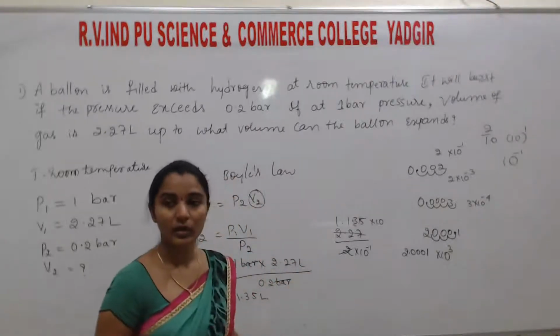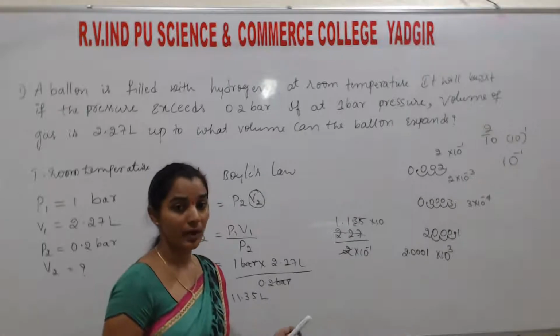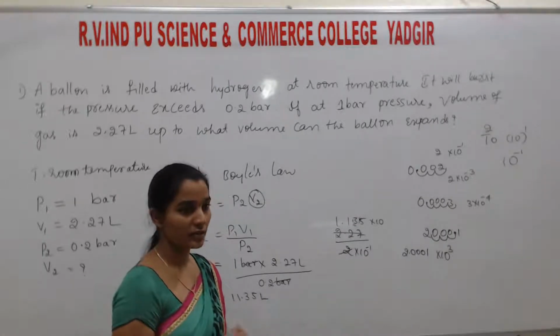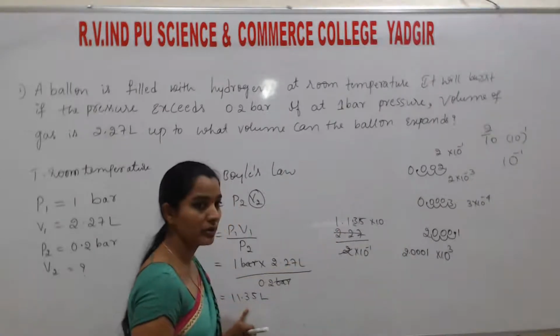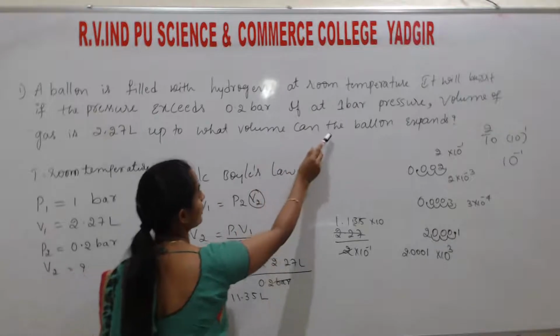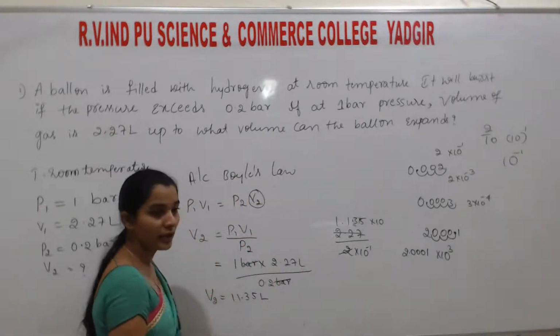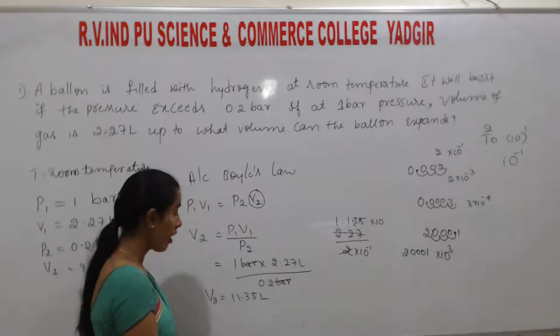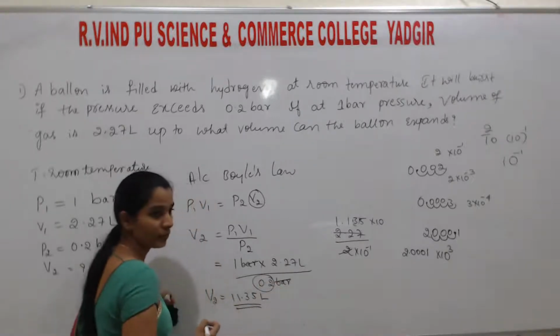If you don't have a calculator also, then you may calculate this. But you have to know the simple mathematics. Addition, subtraction, division, everything. Understand? This is 11.35 liter. That means the question is, at what volume can the balloon expand? So it can expand at 11.35 liter. So at this 0.2 pressure, this is the volume.